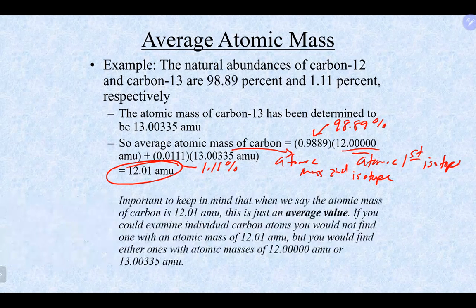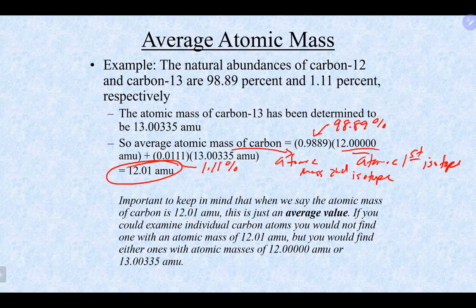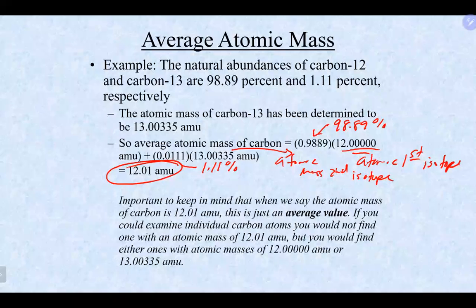It is important to know that you would never really find a carbon atom that has a mass of 12.01. You would either find the carbon 12 isotope that has a mass of 12, or a carbon 13 isotope that has a mass of 13 and change. But again, we do typically use these values as the atomic mass. Usually average atomic mass is referred to as the atomic mass, but it is made up of all the naturally occurring isotopes. Any questions on that?